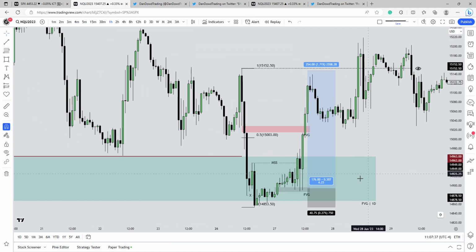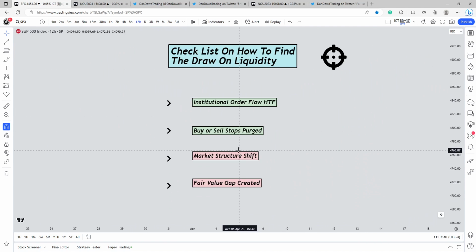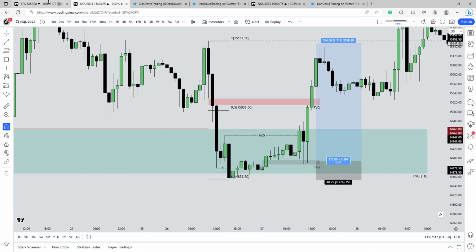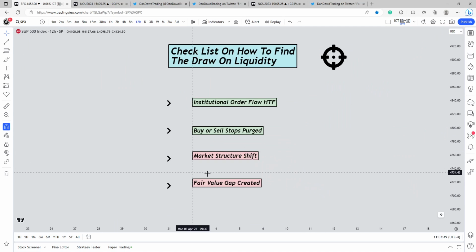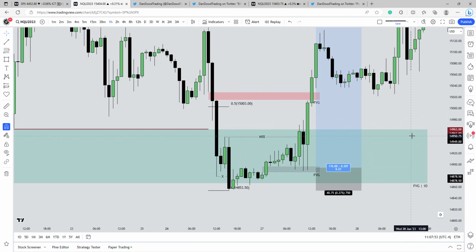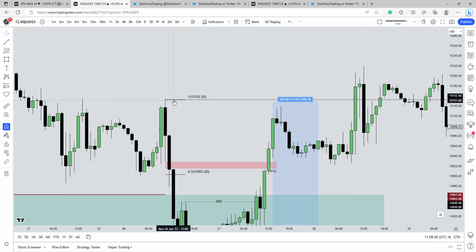On the daily time frame here, we have a fair value gap. Price raid sell side liquidity. That's checklist number 2, right? That bullet point gets crossed off. Then we look for a market structure shift to the upside. We have that. Number 3 crossed off. Is there a fair value gap? Yes, right here. So now we have all that we need to find what the next draw on liquidity is. It's either going to be this fair value gap in a premium or this buy side liquidity.